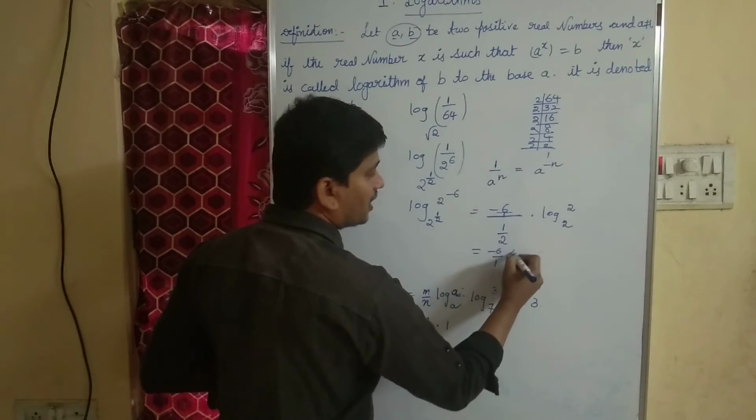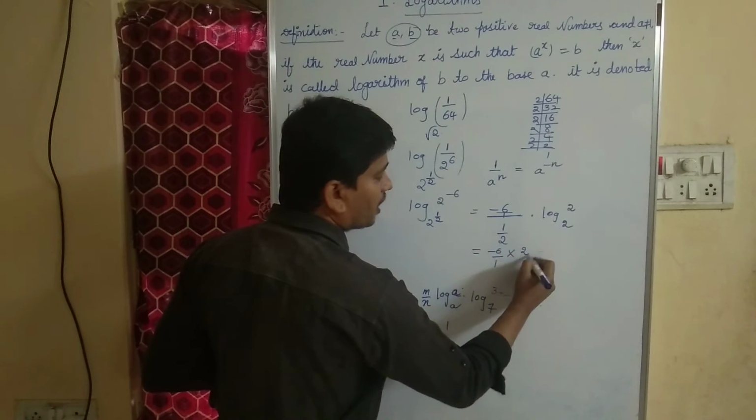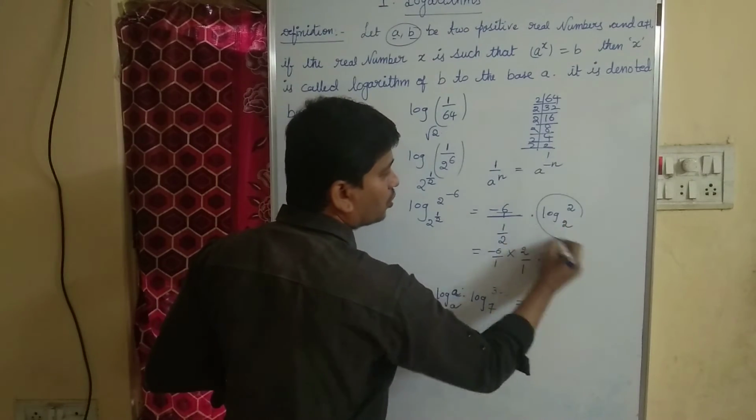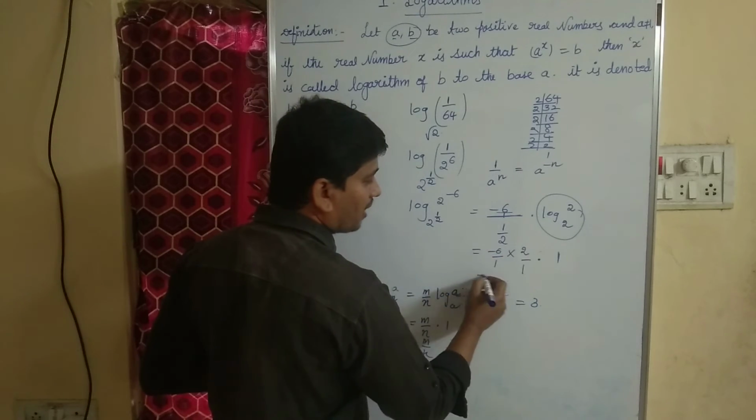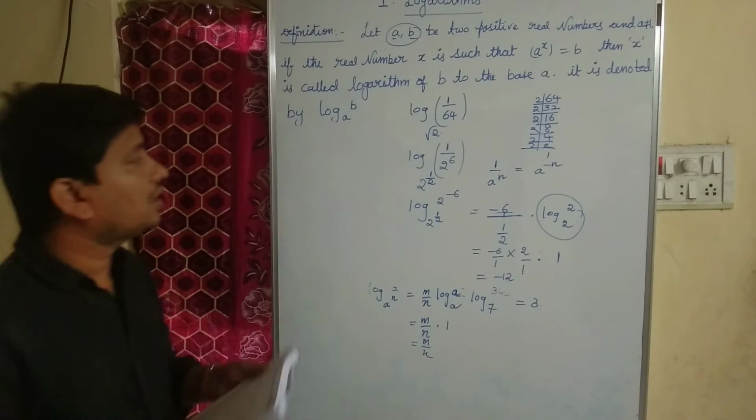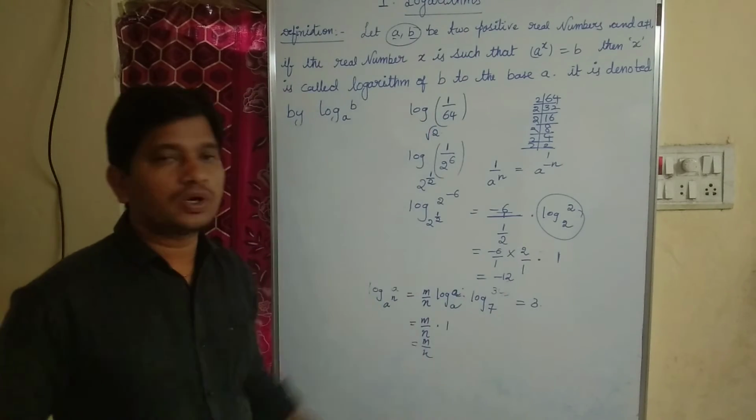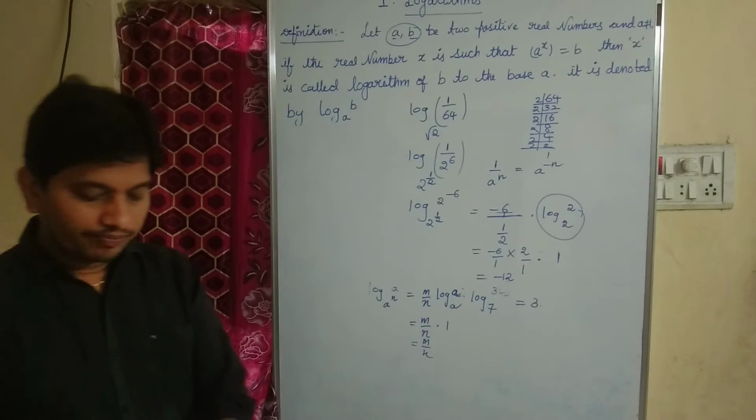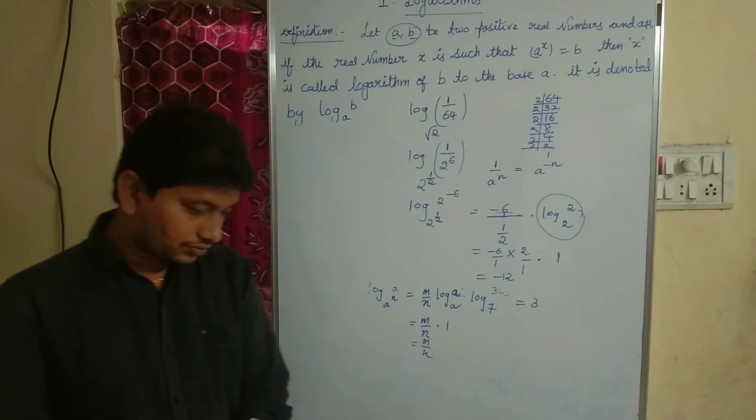This division symbol let us replace with multiplication symbol, and the reciprocal of 1 by 2 will become 2 by 1, and log 2 to the base 2 value is 1. So minus 6 into 2 minus 12 by 1 is nothing but minus 12 only. So the value of log 1 by 64 to the base root 2 is equal to minus 12. Okay. In this way they are asking the problems, right?